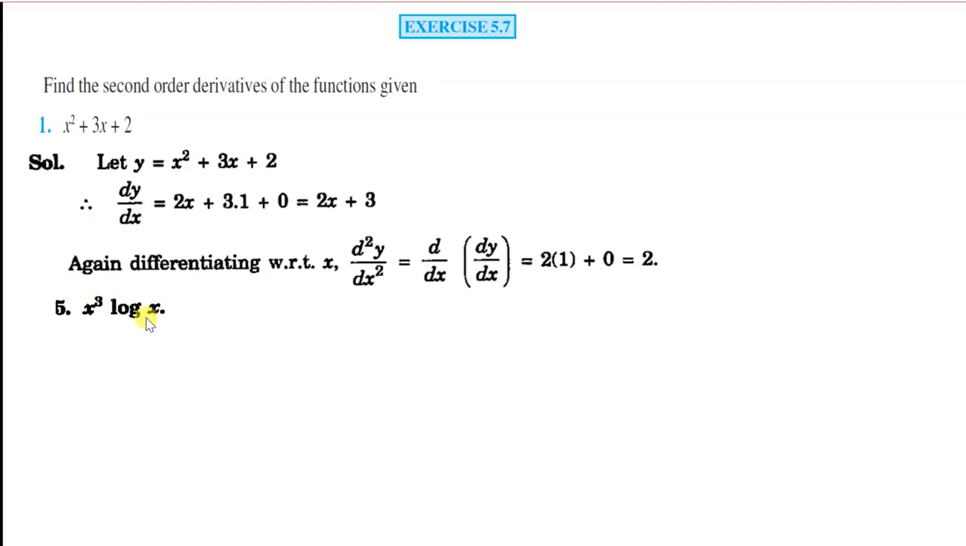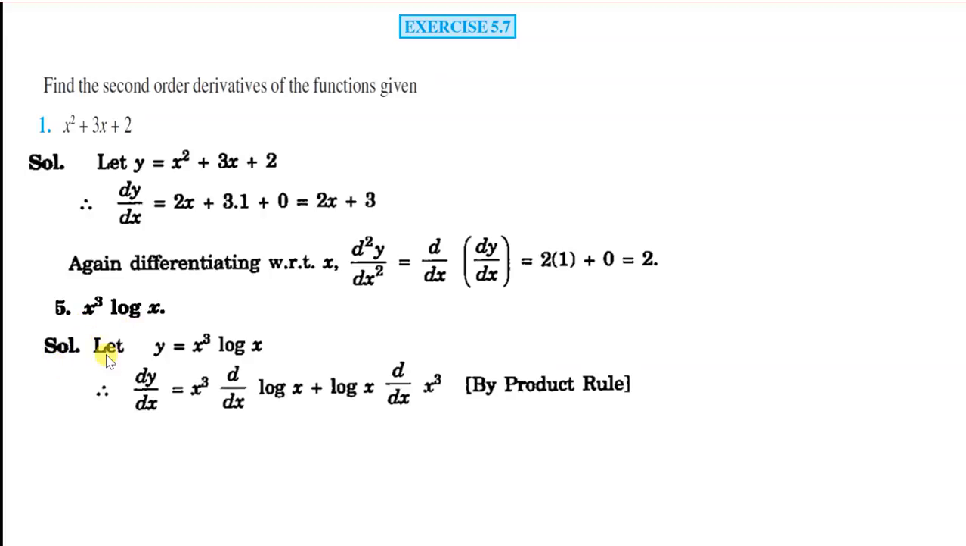Next one, x cube log x. Since it is a product of two functions, x cube and log x, we will use the product rule to find its derivative. So dy by dx equal x cube multiplied by derivative of log x plus second function, that is log x, multiplied by derivative of the first function. Now the derivative of log x is 1 by x, and the derivative of x to the power n is n x to the power n minus 1, so for x cube we get 3x square. So we get x square plus 3x square into log x.